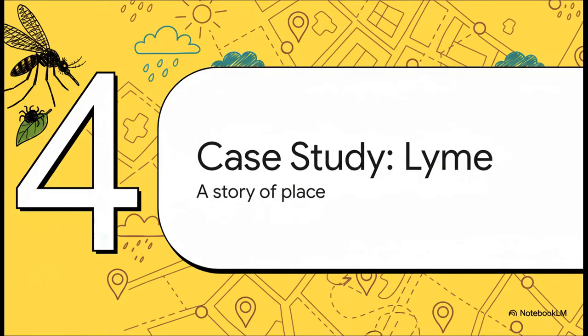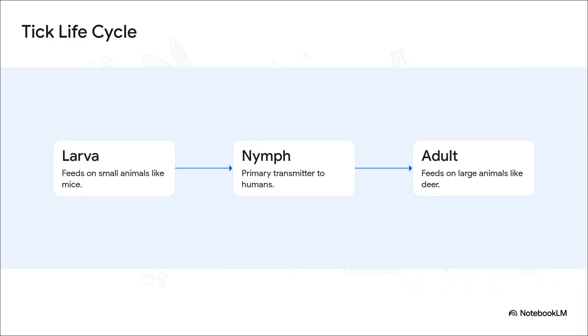Okay, so from a story of temperature, let's switch gears to our second case study, Lyme disease. If West Nile is a story about temperature, Lyme is really a story of place, all about how specific habitats and how we interact with them can drive the risk. The vector here is the black-legged tick, and it has this 3-stage life cycle. It starts as a tiny larva feeding on things like mice. Then it becomes a nymph, and it's this nymph stage that's actually responsible for most human infections. And finally, the adult tick feeds on bigger animals, like deer. Each stage needs a different host and a different habitat to survive.